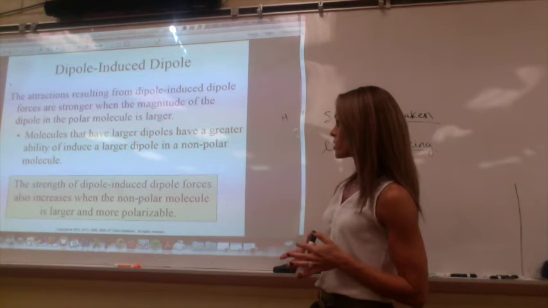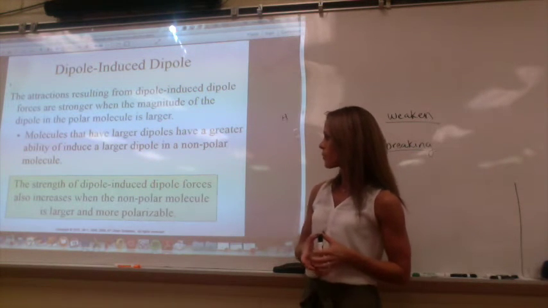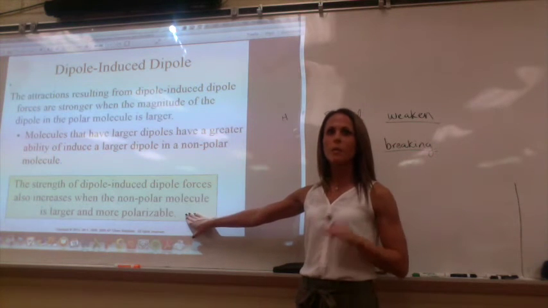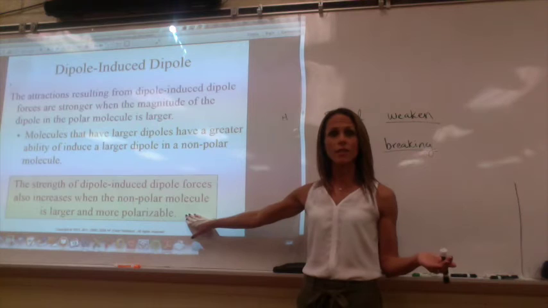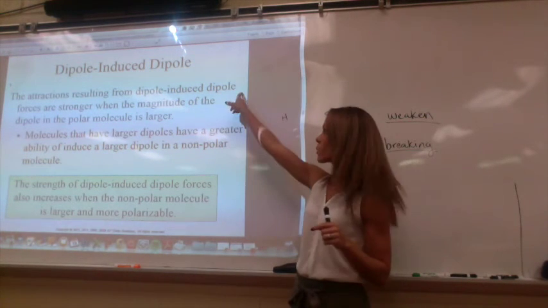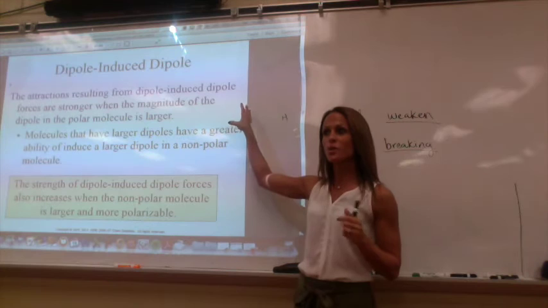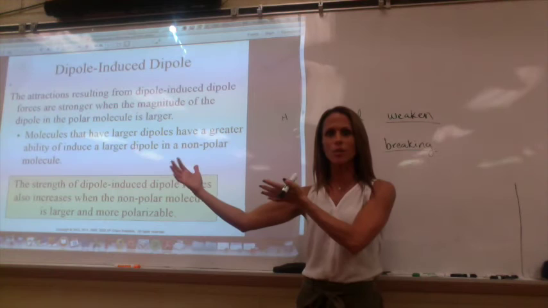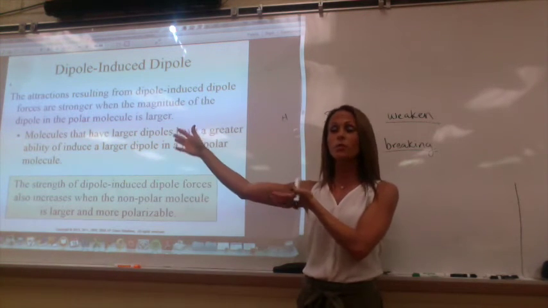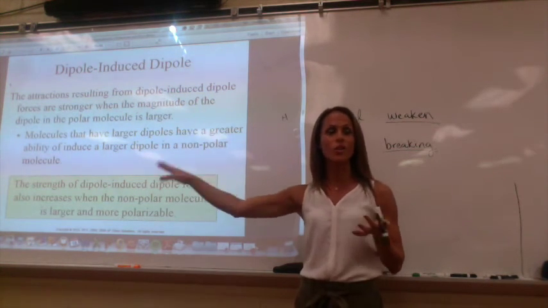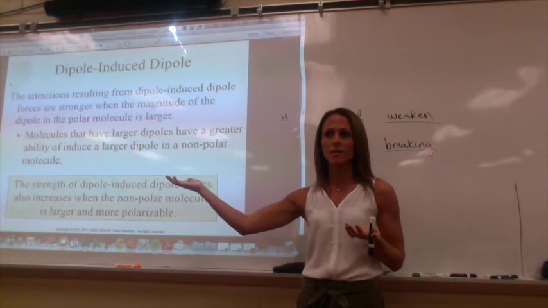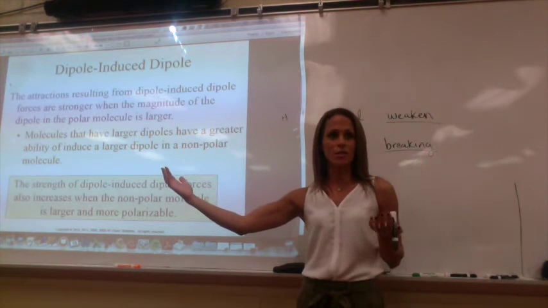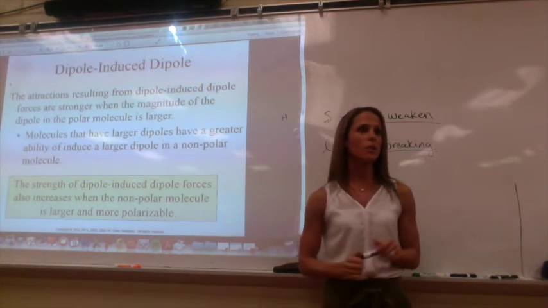The strength of dipole-induced dipole forces also increases when the nonpolar molecule is larger and more polarizable. I'm going to talk about this in a little bit. But basically, the more electrons you have, right, in that previous slide, there was like one electron sitting out here. The more of those you have, that whoosh to one side creates more negative on one side, right? Think of one electron going to one side versus 30 electrons going to one side. You're going to have a greater induced moment because those electrons are negative.